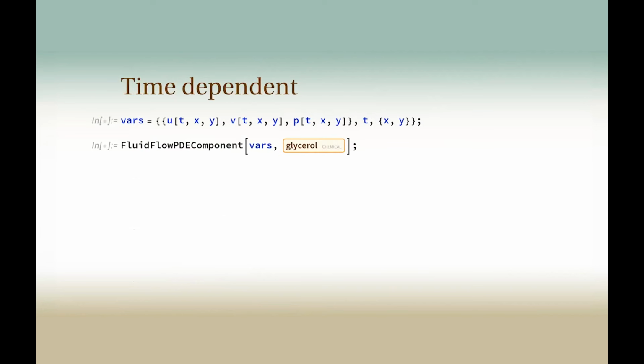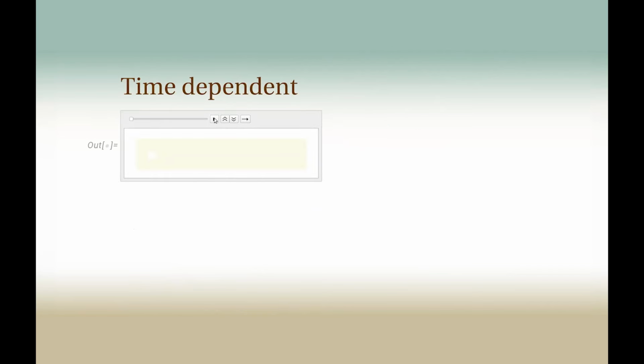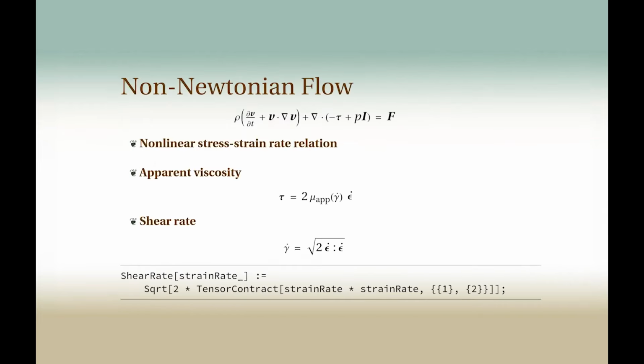Time-dependent problems, again, same thing. You add a t variable here and a t variable here. A fluid flow component, I use glycerol for this example. And here we have a flow around a cylinder, and you see a Kármán vortex street behind that cylinder.